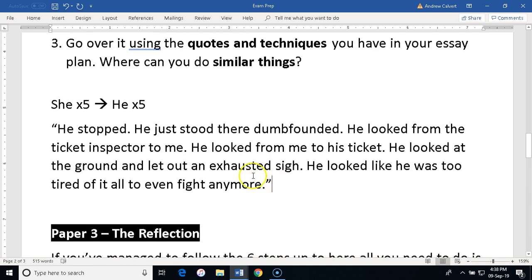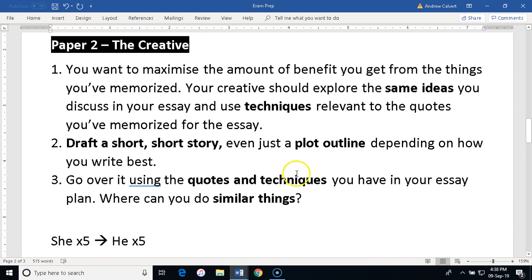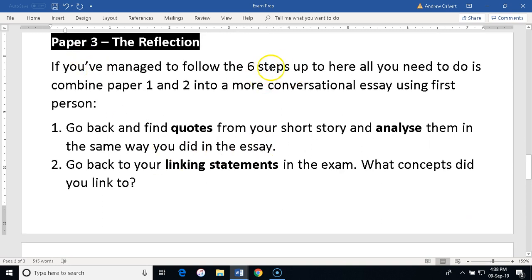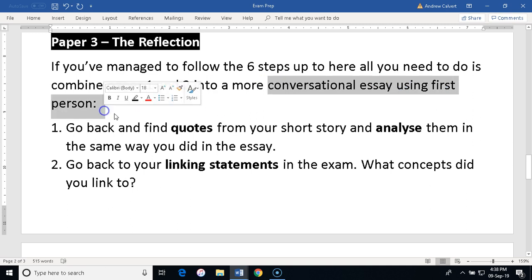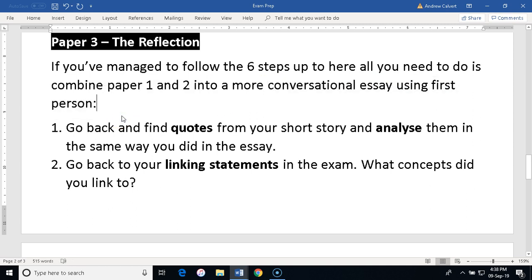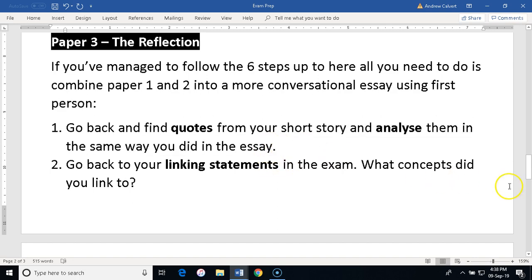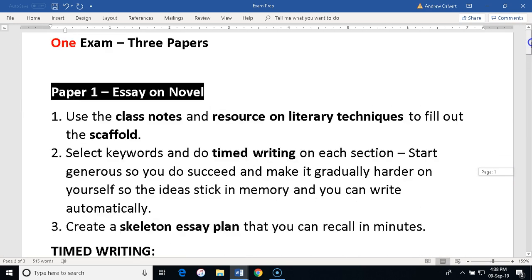Simple? Okay. And that's not everything you need to know for the creative, but it's going to be the biggest impact to think about how you can rehearse doing that. Okay, so we have the same thing for the reflection. If you've managed to follow the 6 steps up to here, all you need to do is combine 1 and 2 into a more conversational essay using first person. So it's just like your essay, except you say I a lot because you were the one who wrote your creative. So you go back and you find quotes from your short story and analyze them in the same way you did in the essay. And you should be using really the same kind of techniques and analysis because you've got them in front of you in your essay. So you're just using the same basic stuff, so repetition of pronouns and whatever else you've got in your essay.